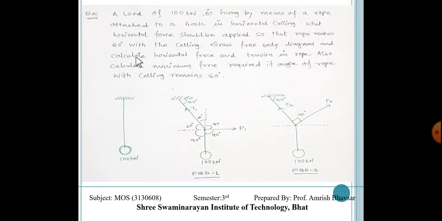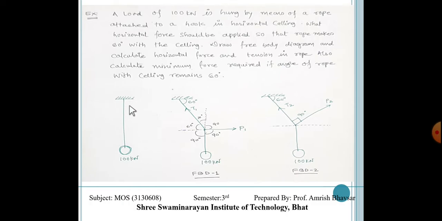Now another example: a load of 100 kilonewton is hung by means of a rope attached to a hook in a horizontal ceiling. This is our ceiling, and a 100 kilonewton force is hung by a simple rope. What horizontal force should be applied so that the rope makes 60 degrees with the ceiling?